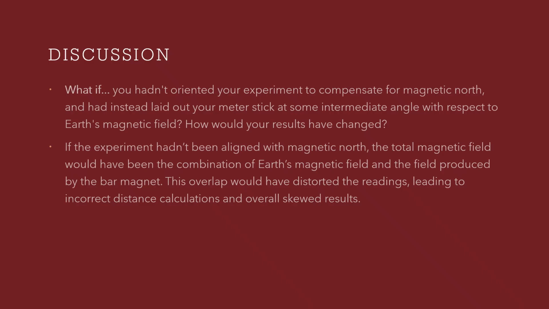Getting into discussion question 1. If the experiment hadn't been aligned with magnetic north, then the total magnetic field would have been the combination of Earth's magnetic field and the field produced by the bar magnet. This overlap would have distorted the readings, leading to incorrect distance calculations and overall skewed results.